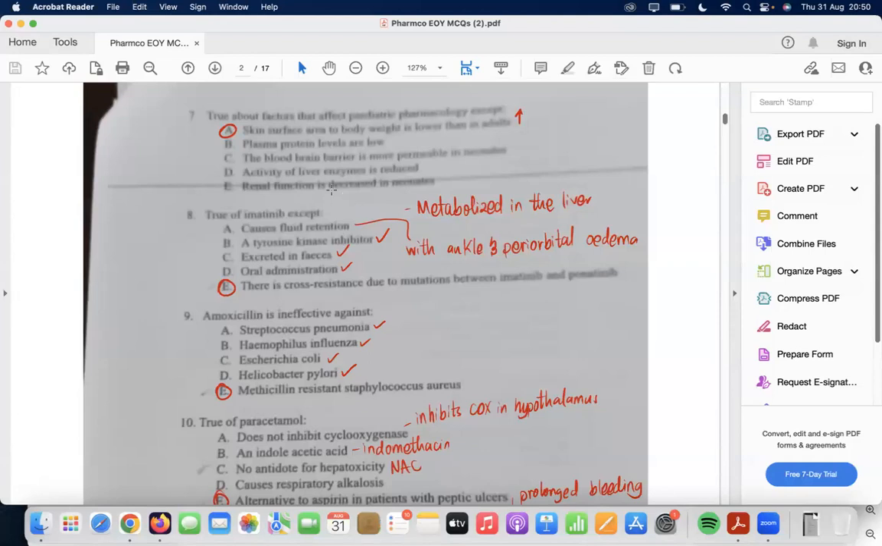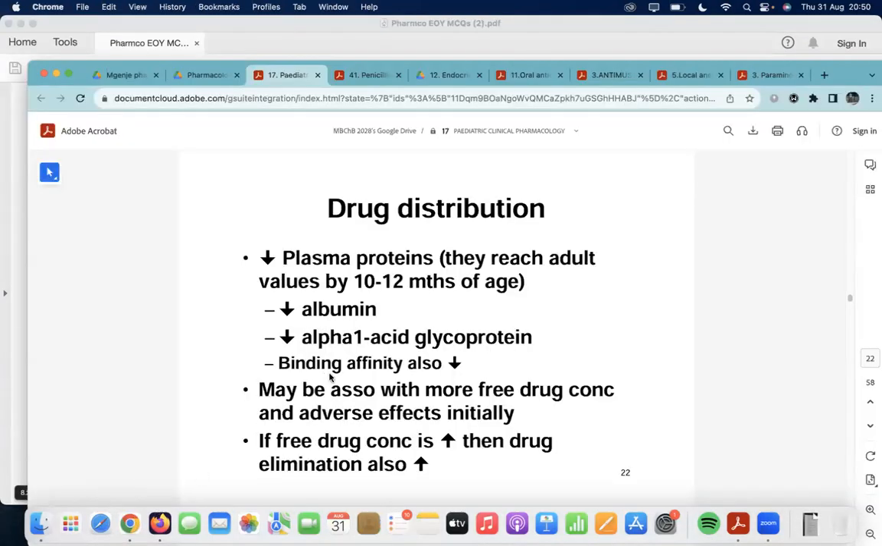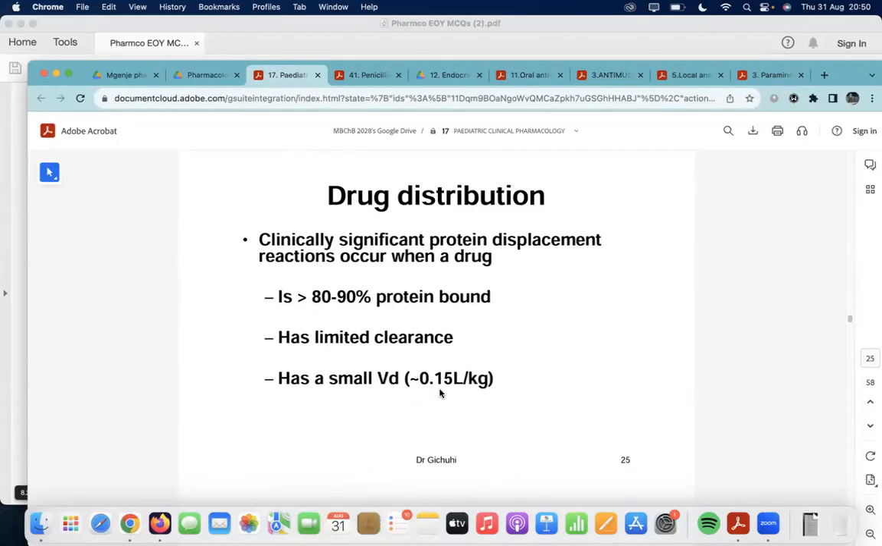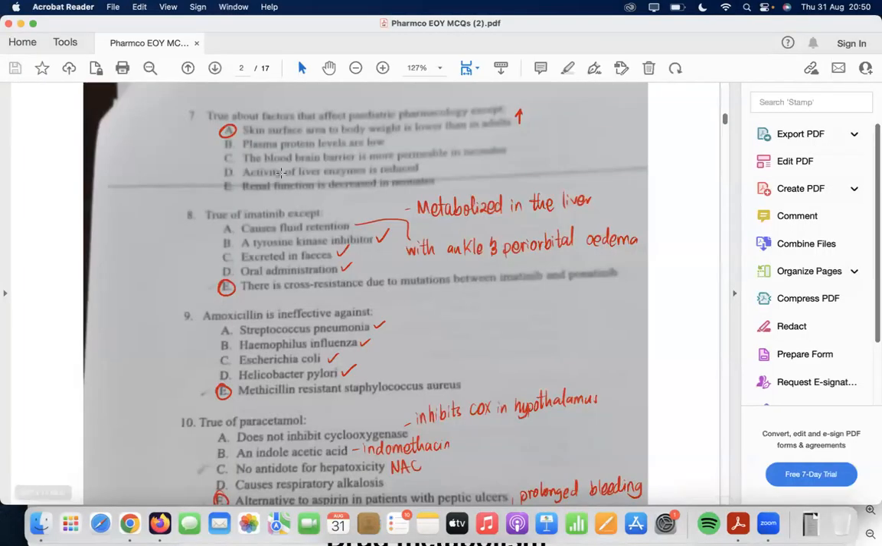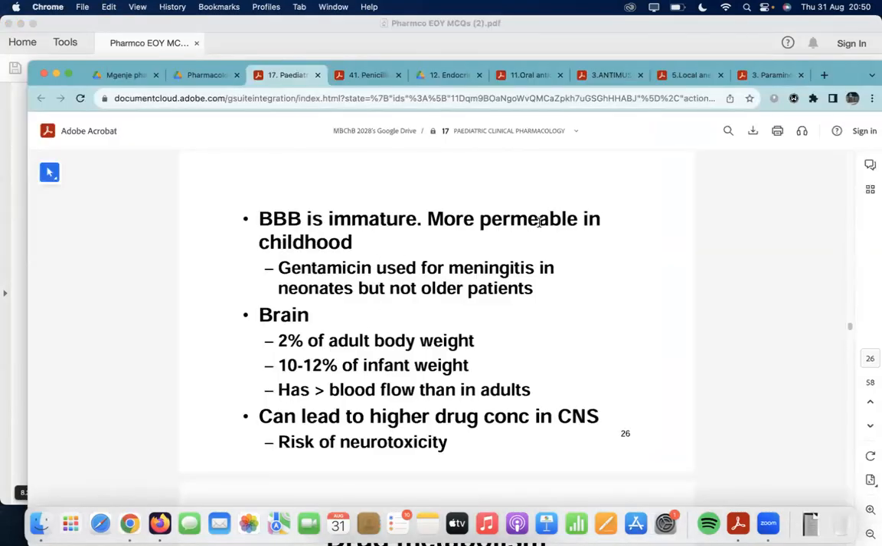So choice C, the blood-brain barrier is more permeable in neonates. The answer to that is in slide 26. Slide 26 says the blood-brain barrier is immature, it's more permeable in childhood. You're saying the blood-brain barrier is more permeable in neonates, so it's more permeable in childhood. I think that's clear.